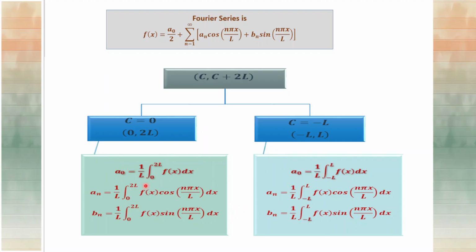We can see here, when the interval is 0 to 2L, the a0 formula becomes 1 upon L integration 0 to 2L, because that's our given interval, of f(x) dx. an is equal to 1 upon L integration 0 to 2L, again the given interval, of f(x) cos(n pi x by L) dx, and bn is equal to 1 upon L integration 0 to 2L f(x) sin(n pi x by L) dx.